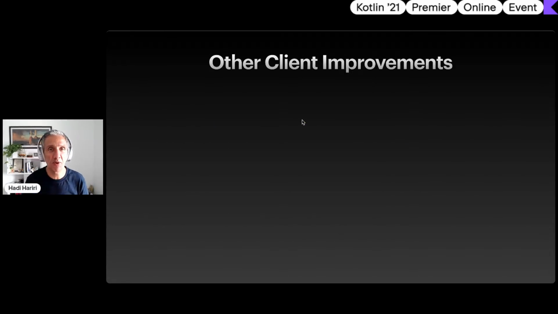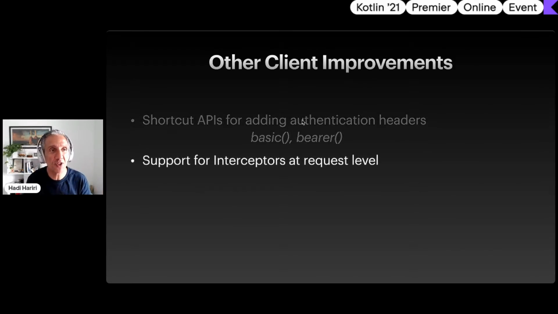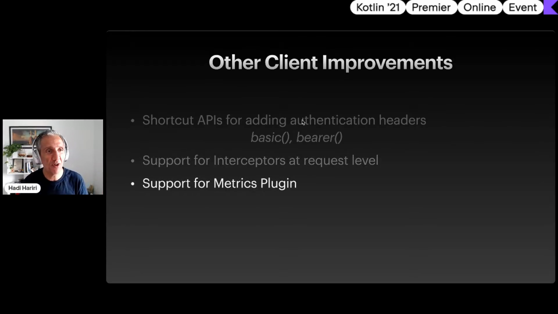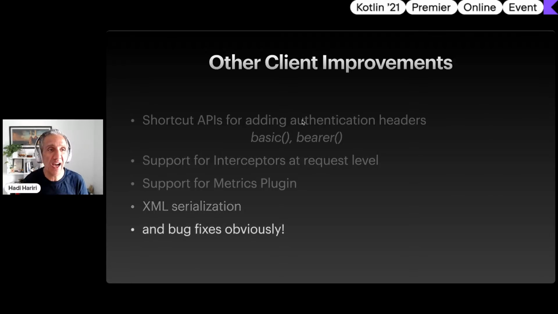Other improvements that we brought to the client. So we've added some simple APIs for adding authentication headers, such as basic and bearer. You can just pass in the data inside those functions, and then it sets all the headers for you. We have support for interceptors at the request level. So you can now say for a specific request whether you want something to be intercepted or not. We have support for a metrics plugin. And much like the server, we have XML serialization. And again, as is the case with the server, we have bug fixes as well.